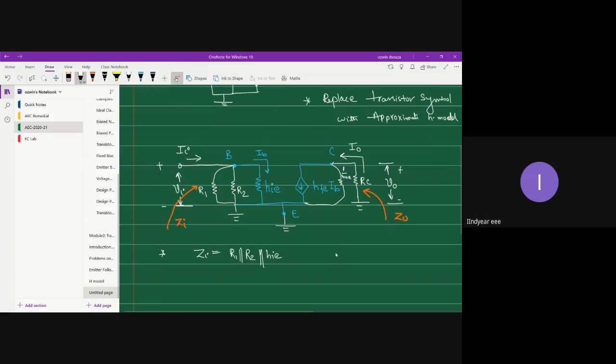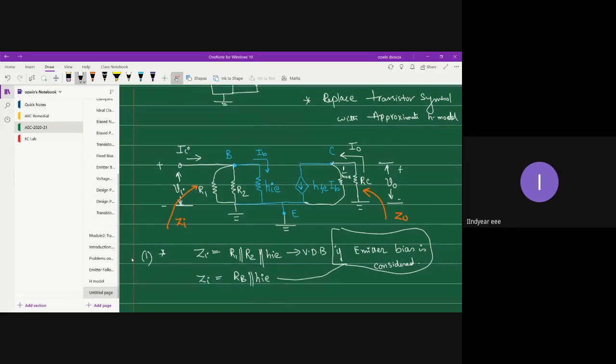I'll tell you the similarity. This is for voltage divider bias. If at all you had an emitter bias circuit, you would have had RB parallel with HIE. So Zi would have been RB parallel with HIE. So that's your first performance parameter.